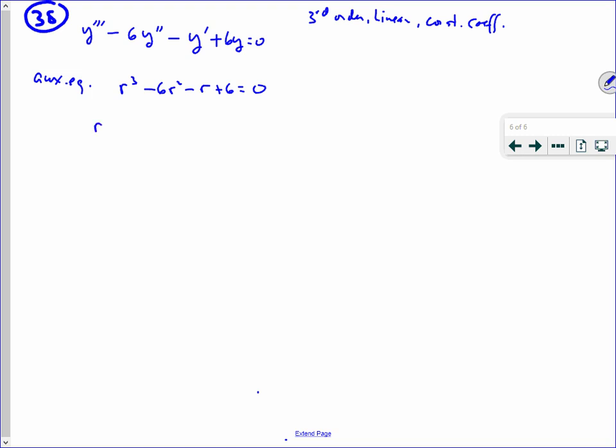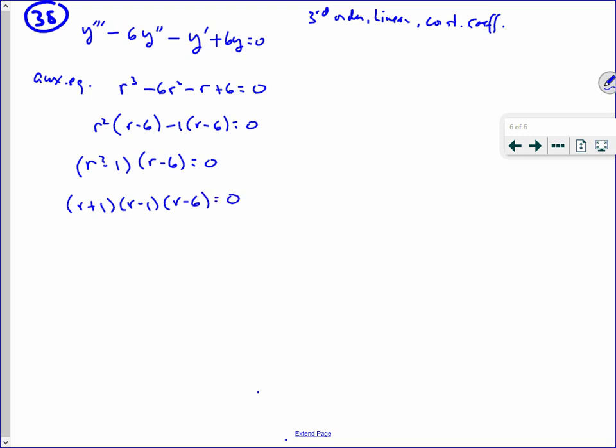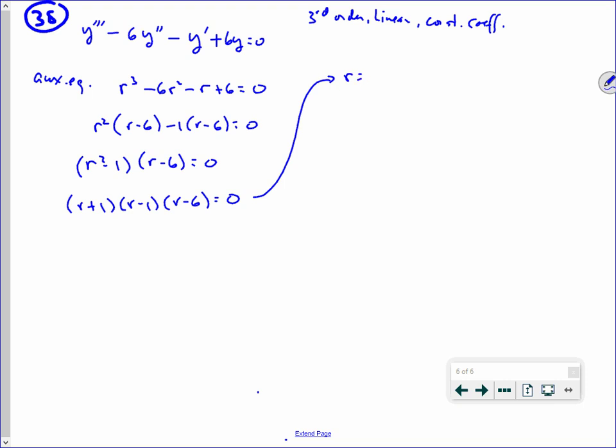Okay, I can't factor everything all at once, so I'll factor the pieces. Factor r squared out of the first two, and that means I'll factor a -1 out of the second two, so they get r minus 6 both times. So we get 3 real number solutions, because r squared minus 1 is r plus 1 times r minus 1. So the 3 unique solutions are -1, +1, and 6.